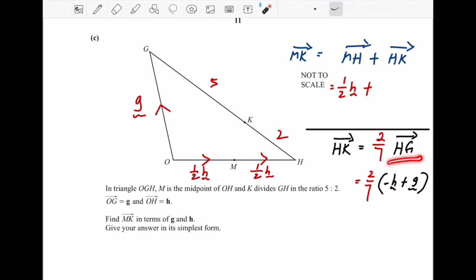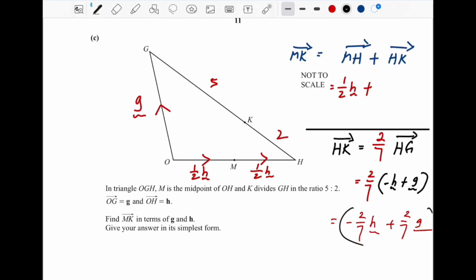And do I know about HG? I can figure it out. HG is just negative H plus G. So HK will be 2/7 of that. If we expand it, negative 2/7 H plus 2/7 G. Put it back here. This whole thing, you can put it back here.